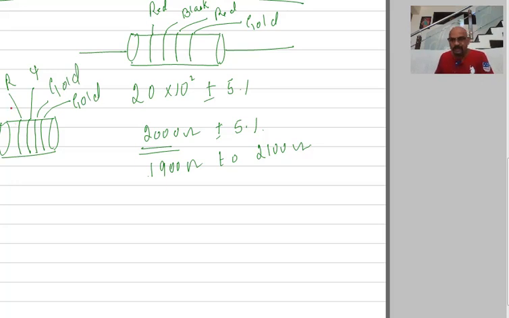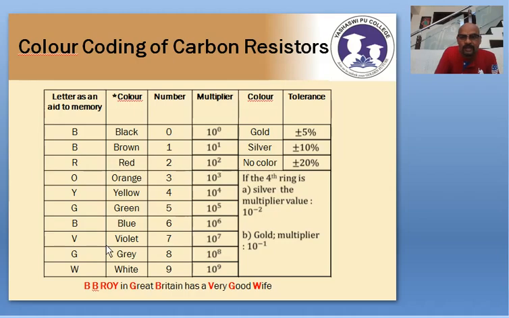So what is the first color, first ring? Red. Red represents first digit. I mean first ring represents first digit. So red stands for 2. Second is yellow. Yellow stands for 4. B.B. Roy. 2, 4. The third ring is gold. If the third ring is gold, then the multiplier is 10 to the power minus 1.